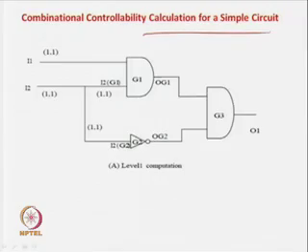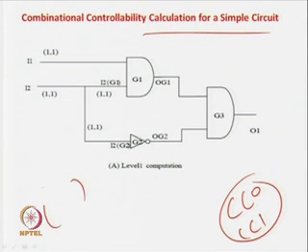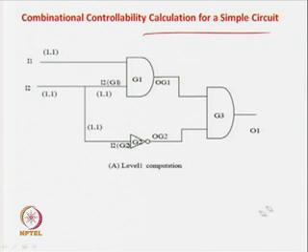So, this is an example. Let us first see the combinational controllability of 0 and combinational controllability of 1. The notation is: this one is combinational controllability of 0 and this one is combinational controllability of 1, written with a comma. So, let us see how we are going about this.